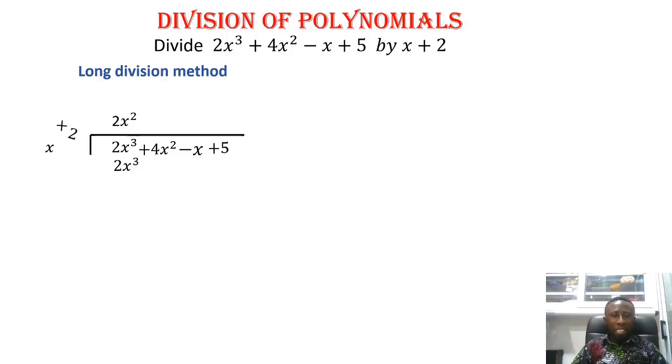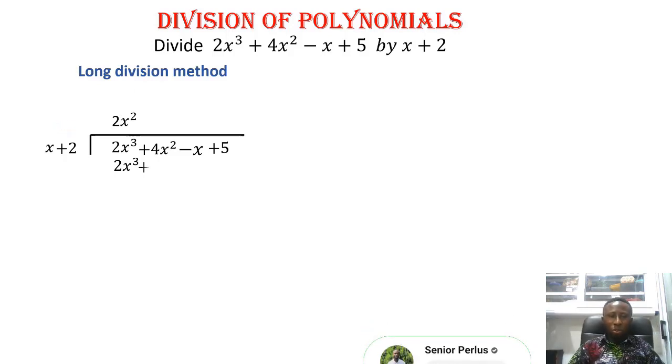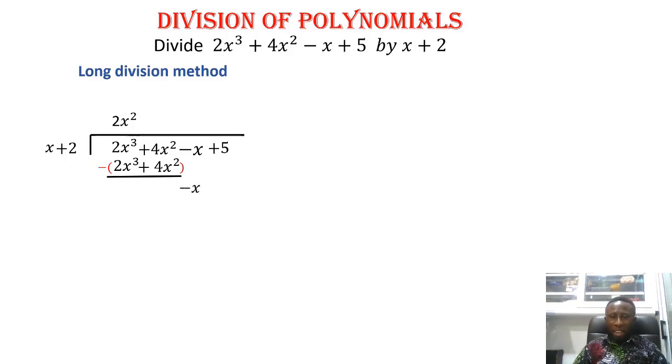So here we are doing it term by term. Then positive 2 times 2s squared is 4s squared. So we will then subtract. If we subtract this, it will be 0. So then let's bring down the third term and the fourth term. That is negative s plus 5. Then you start the process again.